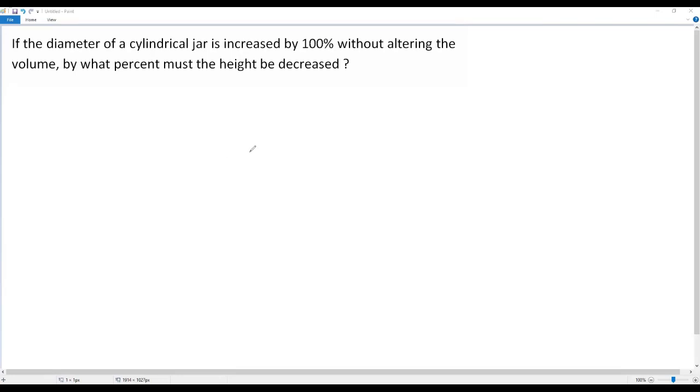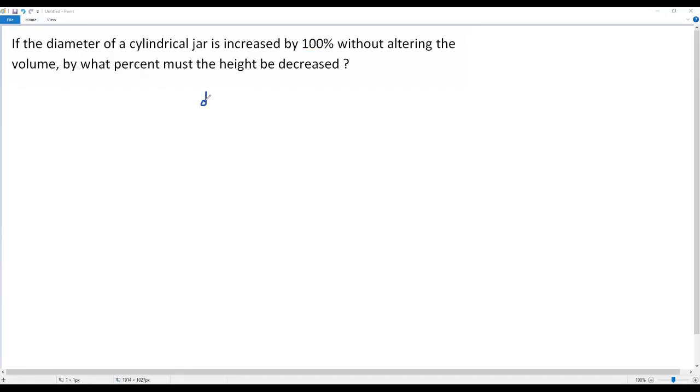Here we have a SAT math problem. Okay, let's go to the question. If the diameter of a cylindrical jar is increased by 100% without altering the volume, by what percent must the height be decreased? The question says the diameter is increased by 100% and the volume is not altered, and by what percentage the height has to be decreased?